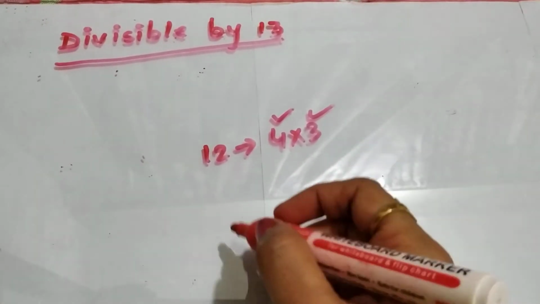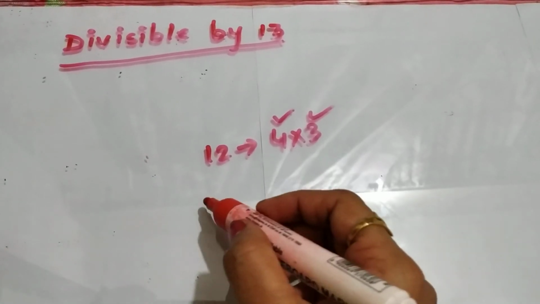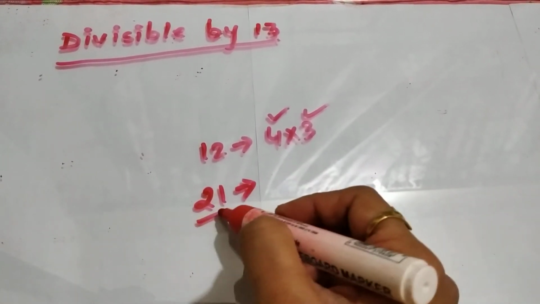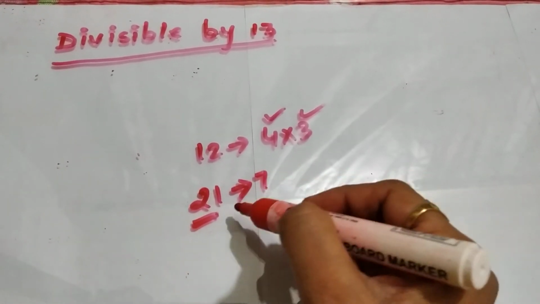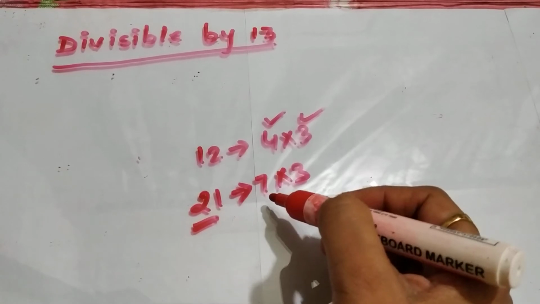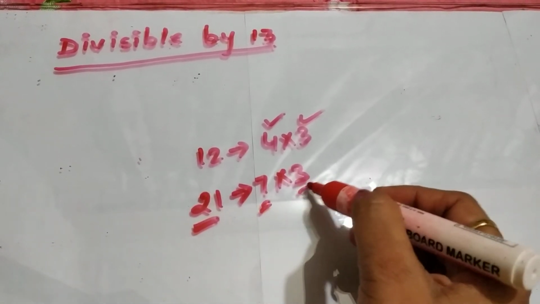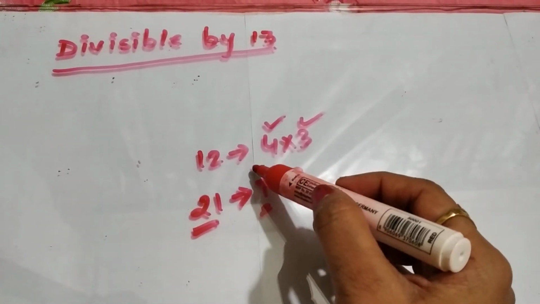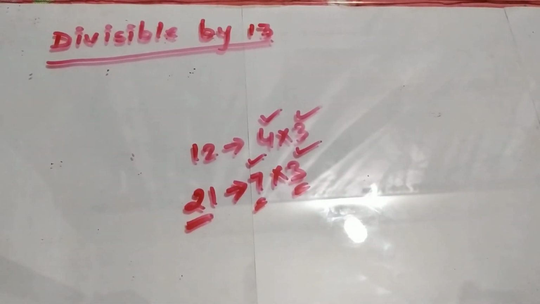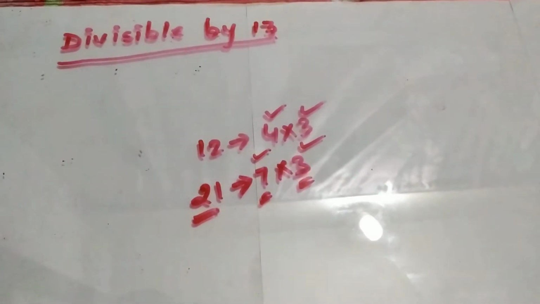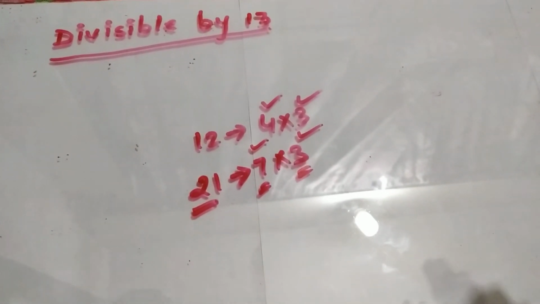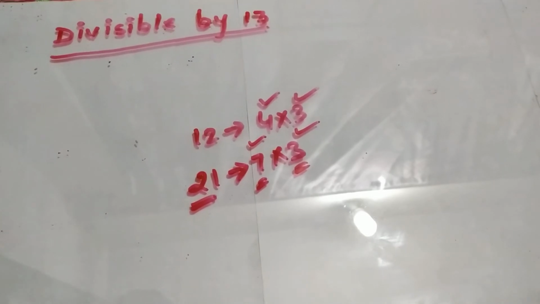Not only for 12: if we are able to write a composite number in its prime factors, for example 21, we can write it as 7 times 3. So if the number is divisible by both 7 and 3, the number is also divisible by 21. We are now discussing only prime numbers, not composite numbers.